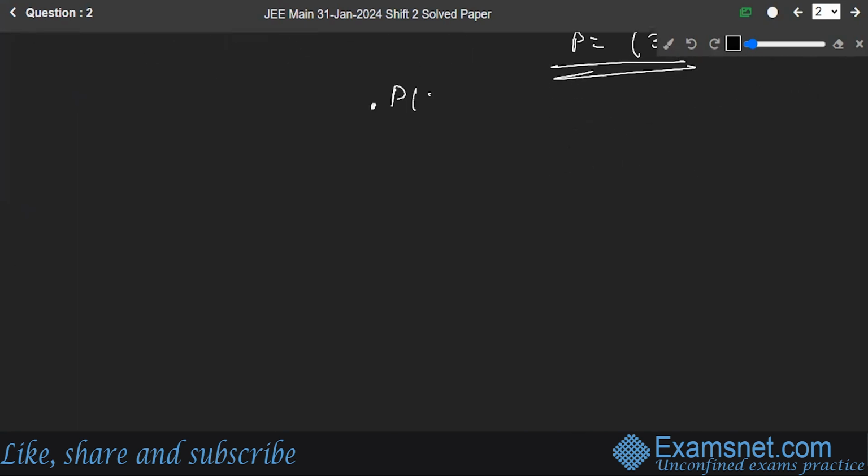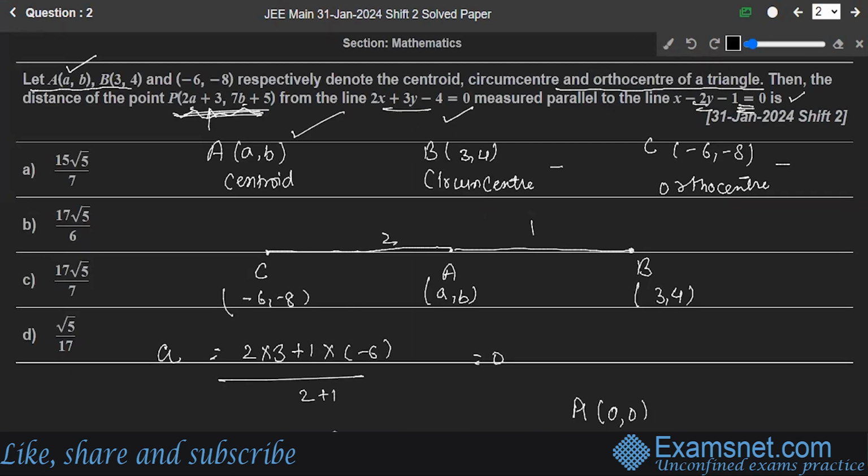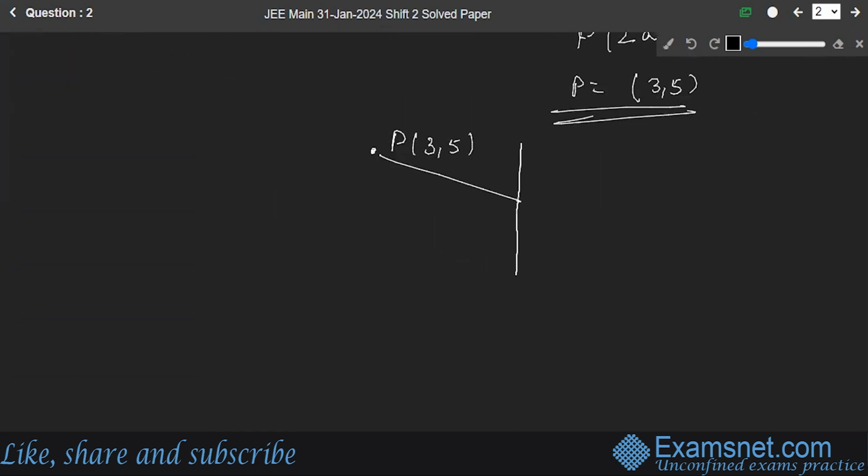This is the point P, which has the coordinates 3, 5. This is the line. Let's say this is the line 2x plus 3y minus 4 is equal to 0. Now let's say this is the point of intersection Q over here. This distance has to be measured along this line, that is x minus 2y minus 1 is equal to 0. That means these two lines are parallel to each other, so they will have the same slope. So what is the slope for this line, x minus 2y minus 1 is equal to 0?